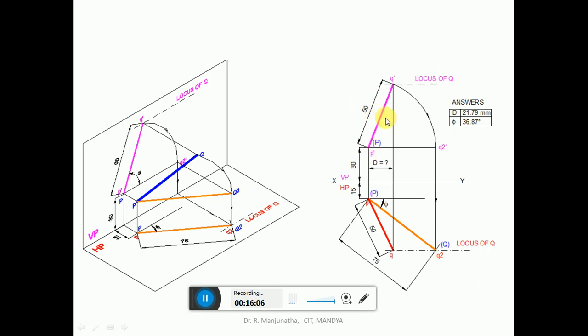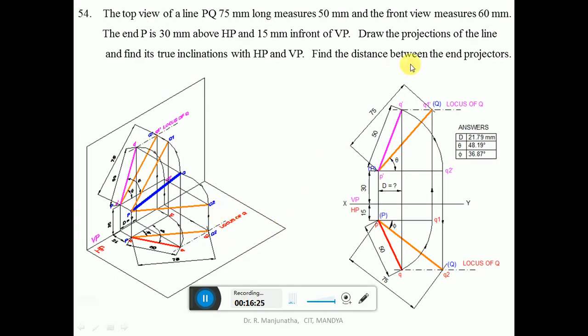So here, when you join between these two, you are going to get the distance between the end projectors. You measure the distance between the end projectors and also the true inclination with respect to VP, which will be 37 degrees. So this is how we can solve the problem stepwise, and the final answer we expect is only this one. These are all just for analysis purposes.